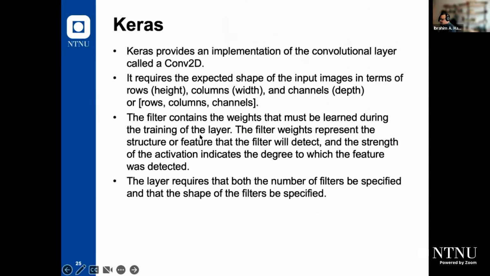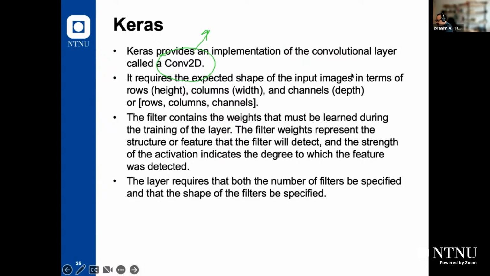We will use Keras for building our conv nets, and Keras provides an implementation of convolutional layers, which we call Conv2D, for example. We used Keras before with dense layers, but if we need to use a CNN, we add Conv2D layers. It requires the expected shape of the input image in terms of number of rows and columns, that is, its height, width, and number of channels. So we need to define the input shape, as we did before with dense layers.